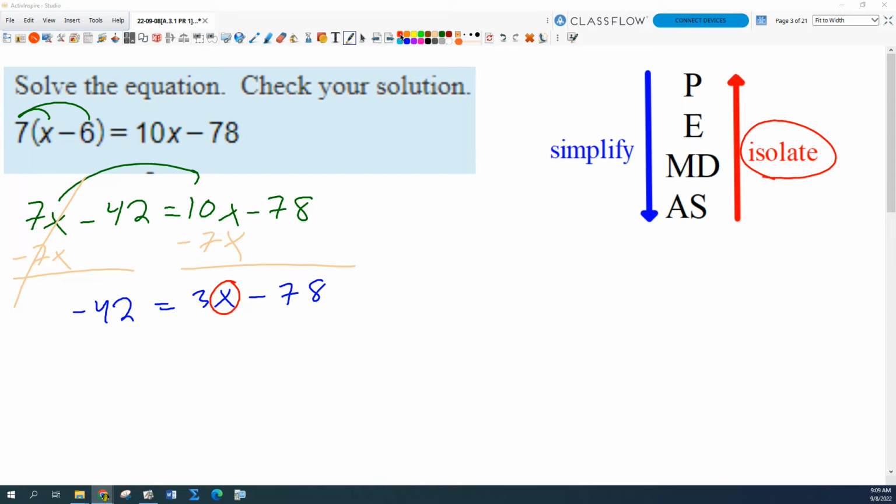Solving for a variable is exactly the same thing as isolating the variable, okay? So what's the first thing if I'm going to use inverse operations? I'm starting with adding or subtracting. What would I need to add or subtract to both sides to get that x by itself? Plus 78. Okay, good.